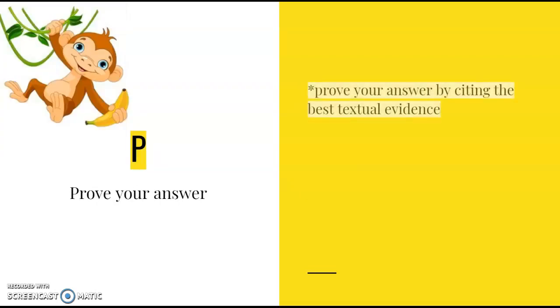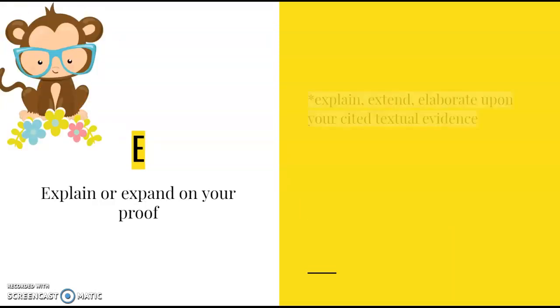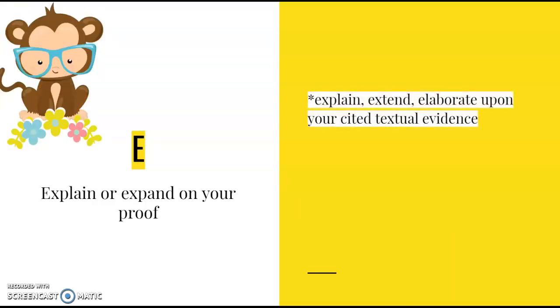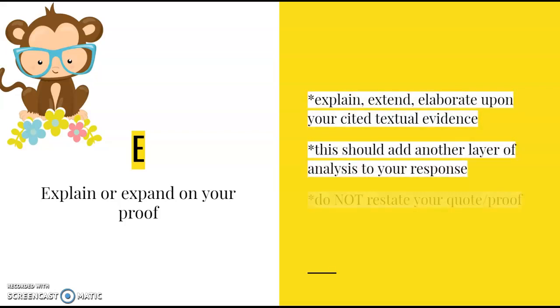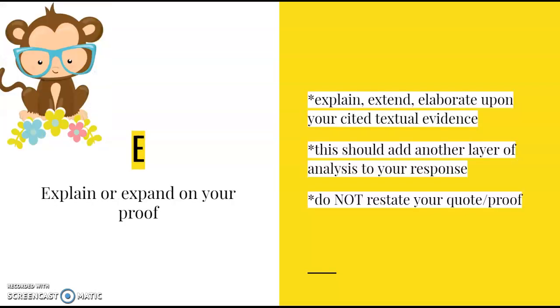P is prove your answer. Prove your answer by citing your best textual evidence. Embed your quote and use correct punctuation. Ensure that your evidence ties to your explanation. E, explain or expand on your proof. Explain, extend, elaborate upon your cited textual evidence. This should add another layer of analysis to your response. It does not restate your quote or your proof.